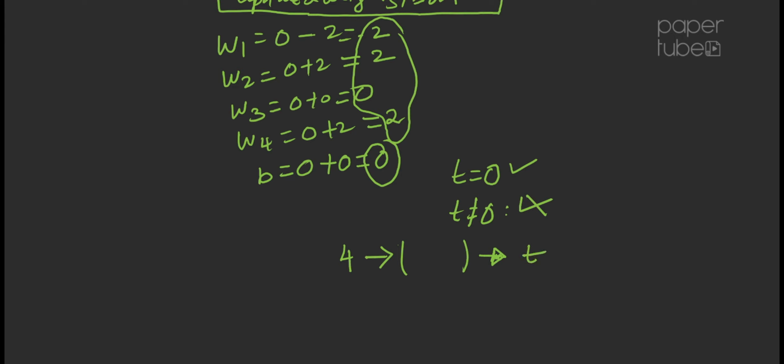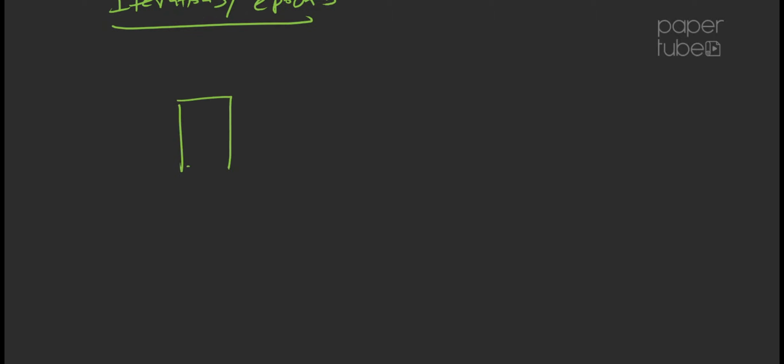So let's use these new weights and the newly calculated bias, which is here, and then let's start iteration number 3, or epoch number 3, or epochs, I don't know how to pronounce. So let's solve this huge problem.